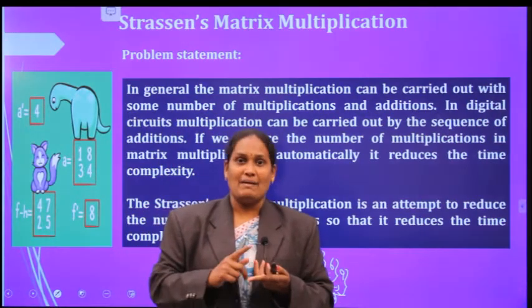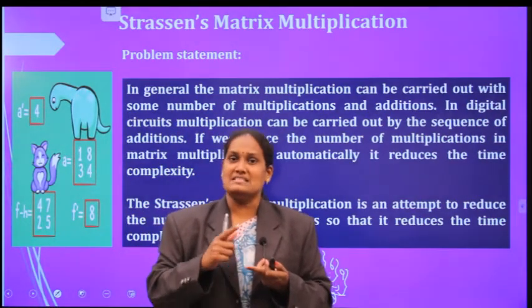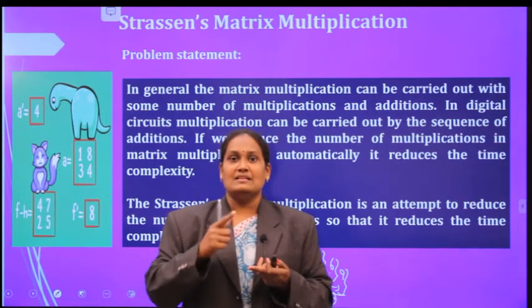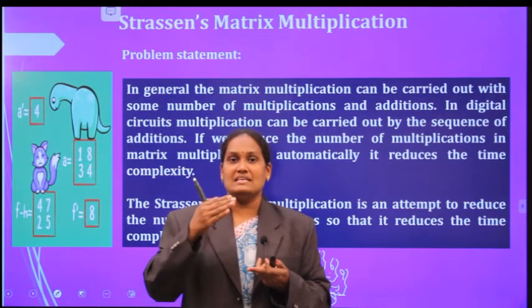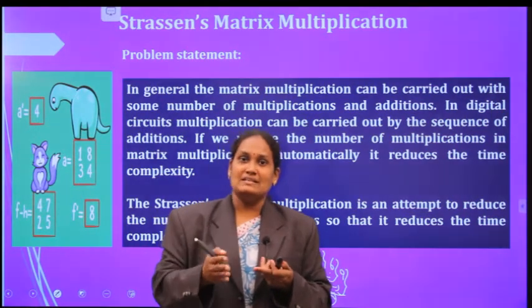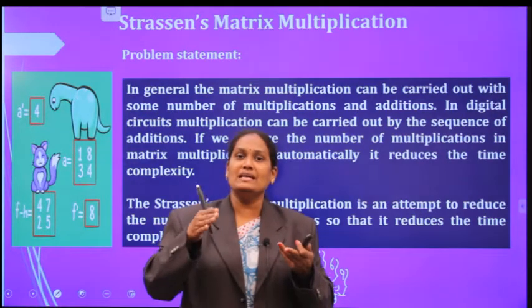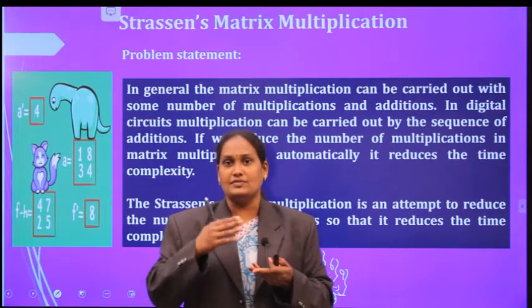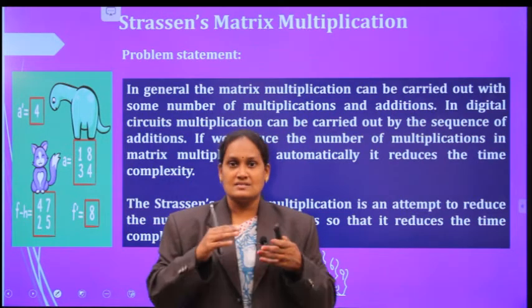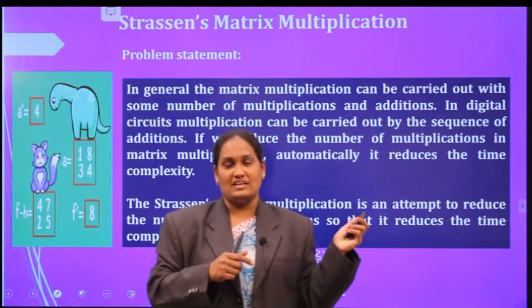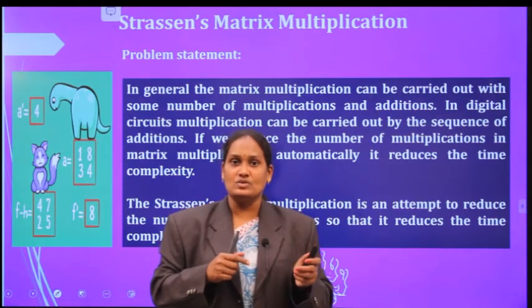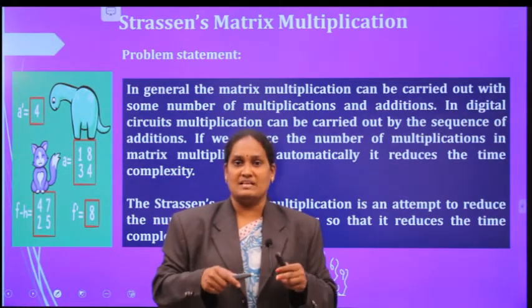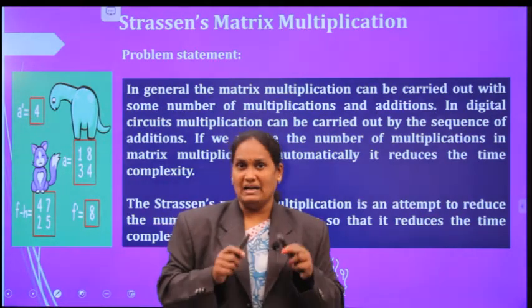So in general, matrix multiplication can be carried out with some number of additions and some number of multiplications. In digital circuits, the multiplication can be carried out by a sequence of additions. If you reduce the number of multiplications in matrix multiplication, it automatically reduces the time complexity. So Strassen's matrix multiplication is an attempt to reduce the number of multiplications so that we reduce the time complexity of matrix multiplication.